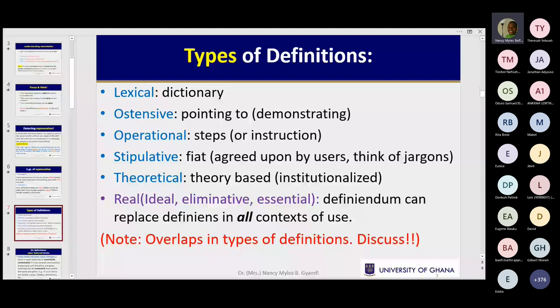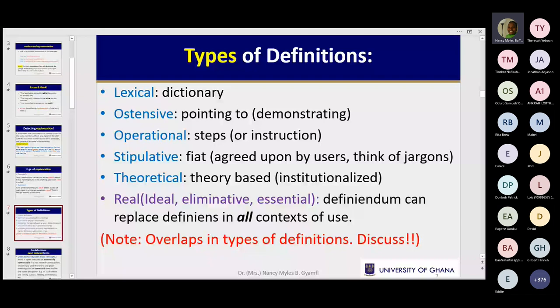On the screen now, you see types of definitions. When we did connotation and denotation, we did what? Aspects of a definition. If you want to know the parts of a definition, there are two: the definiendum and the definiens. A bachelor is an unmarried adult male. Which word don't we know? We don't know bachelor. So that's the definiendum. What do we know? An unmarried adult male.